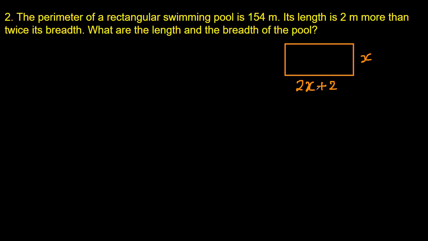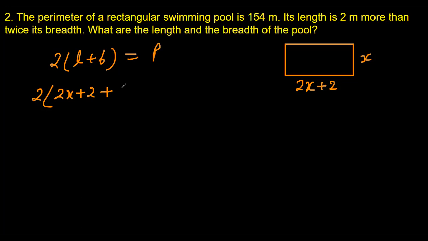Now you already know what perimeter is. Perimeter is the sum of the boundaries of the figure. So 2 times length and 2 times width. So you can say 2 times length plus width is equal to perimeter. Yes. We'll simply substitute the value of length, which is 2x plus 2, also width, which is x, and this is going to be equal to 154.